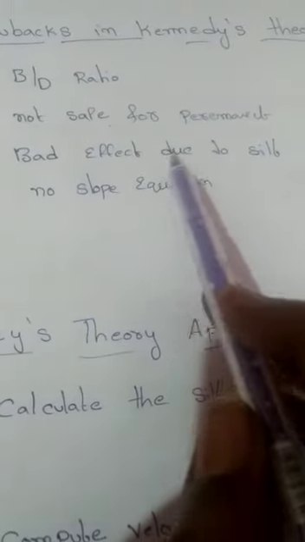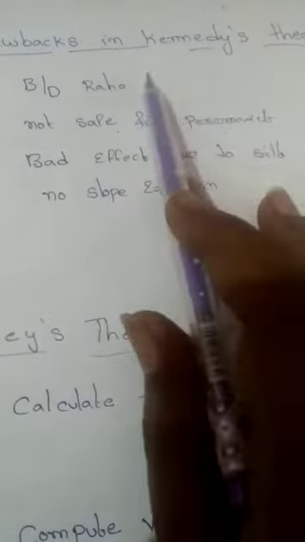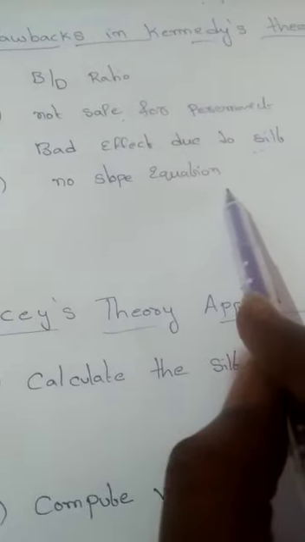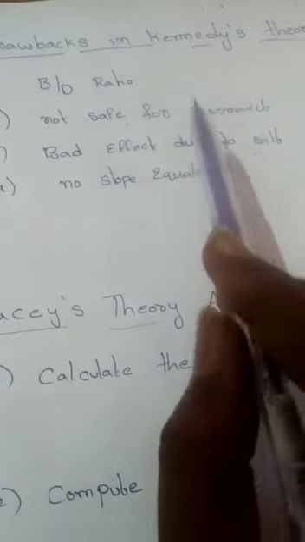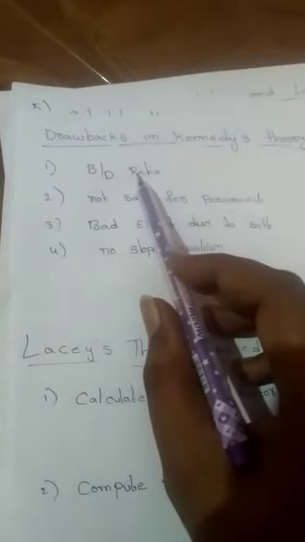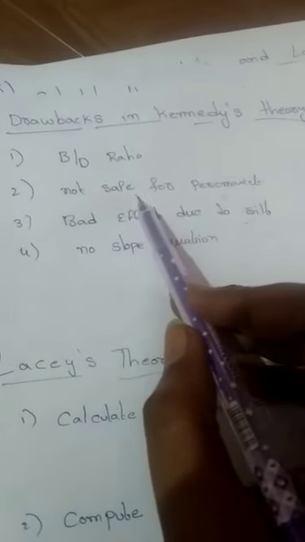The silt effect will be very high in Kennedy's equation. He didn't give any slope equation; here I am talking about the bed slope. So he is not able to give any slope equation. Listen carefully: he does not design based on the B to D ratio, and this is not a permanent one.